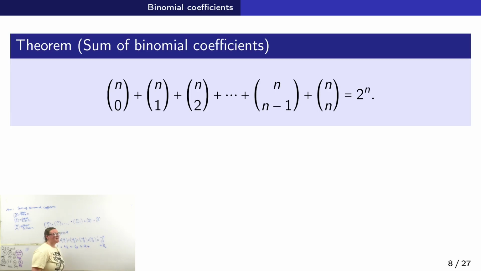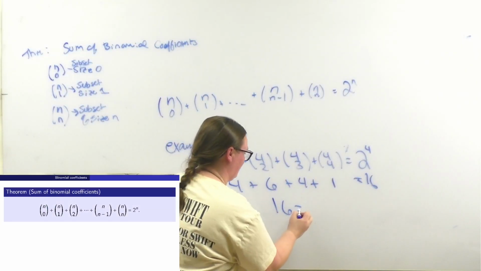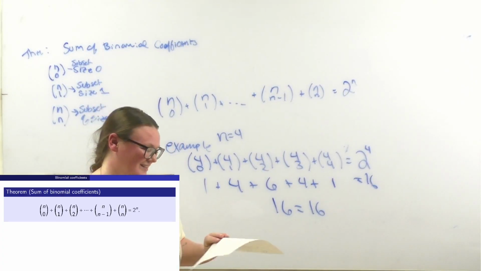4 choose 4, how many ways can we choose 4 subsets of size 4? 1. This is really cool, by the way. I wonder if that's just random, or if that'll pop up in our near future. Anyway, 4 plus 4 is 8, plus 2 is 10, plus 6 is 16. We got 16 equals 16. Super exciting for us. Love to see it.